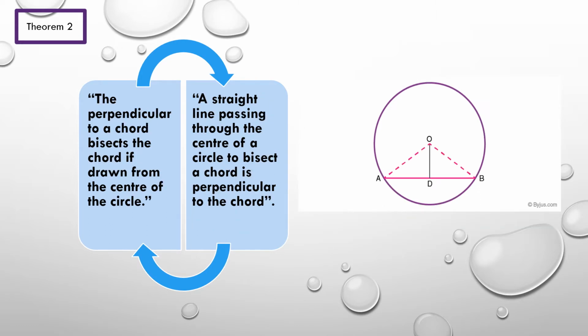The next theorem says the perpendicular to a chord, if drawn from the center of the circle, bisects the chord. That means if we drop the perpendicular from the center, it is going to bisect the chord. That means this AD portion will be equal to DB. Similarly, we have the converse of this theorem, which states that if a straight line passing through the center bisects the chord, it must be the perpendicular one.